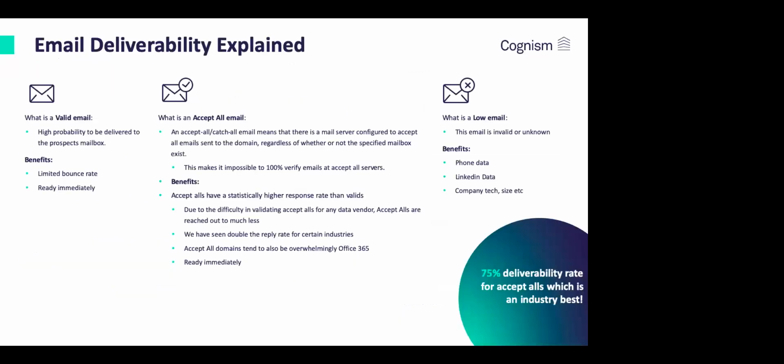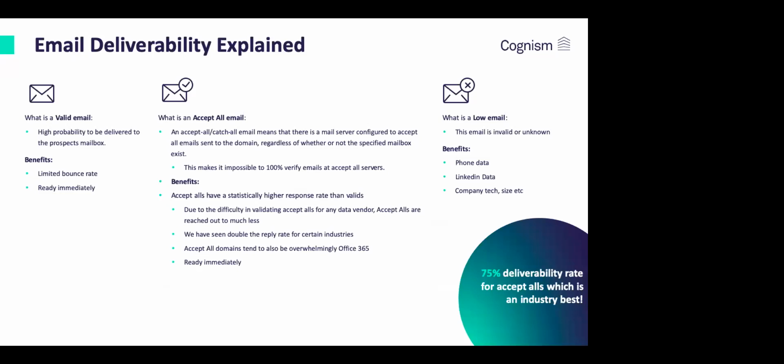So the next thing that I want to talk about is email deliverability. This is where it gets a little bit more technical, so please do not hesitate to ask any questions if you've got them. The way that emails work is that there are three types of deliverability. First of all, we've got valid emails, which means there's a high probability of that email being delivered to the prospect's mailbox. So there's a very limited bounce rate. Deliverability is around 95%, and those emails are readily available. If you are going to use email addresses, then we highly recommend that you use valid emails, if any at all.